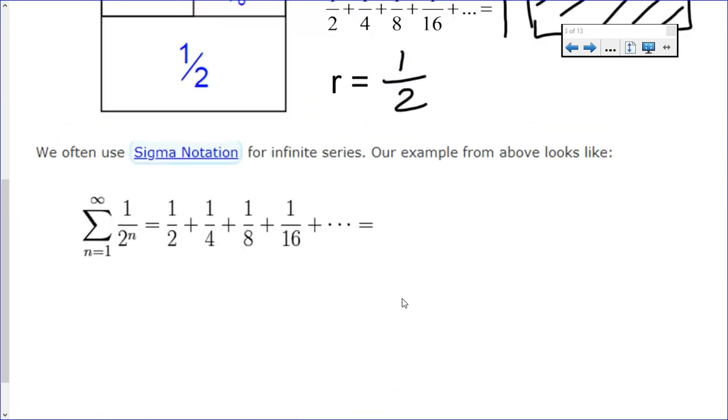So as far as what that would look like in sigma notation for this infinite series, we have our sigma, we have n equals 1, so that's what our first term would start with, n being 1, and since it's an infinite series, we're going to go to infinity. So if we plugged in 1 into our formula here, 1 over 2 to the first power, that's 1/2. 1 over 2 squared, that's where the 1/4 comes from. 1 over 2 cubed, that's 1/8. And again, we could keep going on forever.